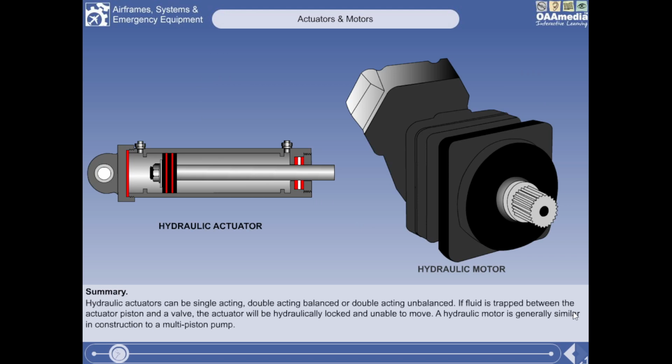To summarize then, hydraulic actuators can be single-acting, double-acting balanced, or double-acting unbalanced. Irrespective of what type of actuator it is, if fluid is trapped between the actuator piston and a valve, the actuator will be hydraulically locked and unable to move. A hydraulic motor is generally similar in construction to a multi-piston pump. However, the swash plate angle is usually fixed. Consequently, the speed of a hydraulic motor is usually dependent on the flow rate of oil into it.